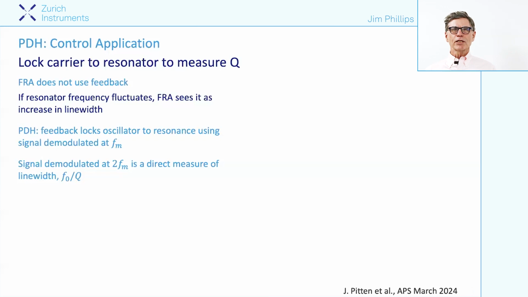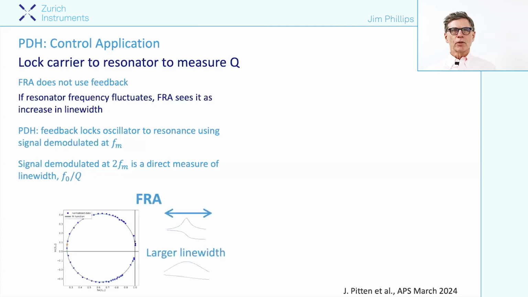Thank you for those nice examples of control, Kıvanç. I'd like to add one more example of how we use control with PDH sensing to measure line width, or Q. There are a number of ways to measure line width. You can use a frequency response analyzer, and there the resonator is supposed to stay at the same frequency, and you sweep across it.